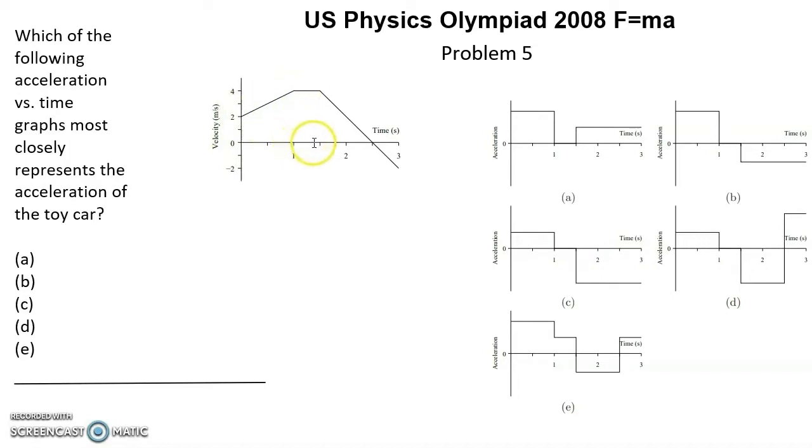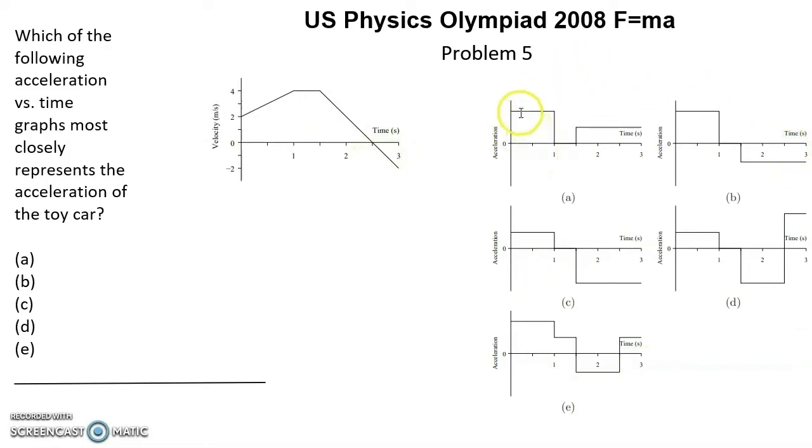From 1 to 1.5, we have a 0 acceleration. And from 1.5 till 3, we have negative acceleration, negative 4. So here we have positive 2, 0, negative 4. Let's check all these 5 graphs.